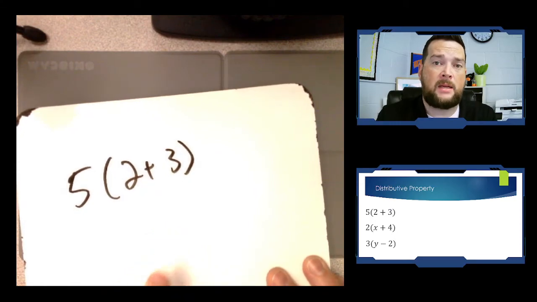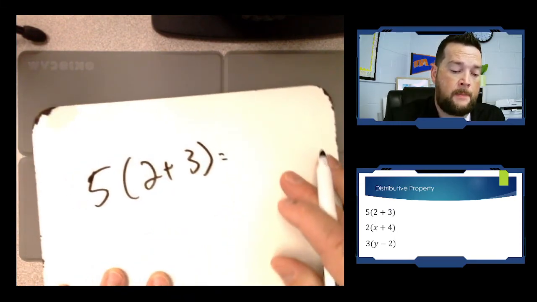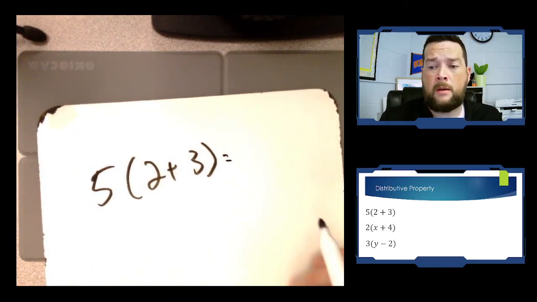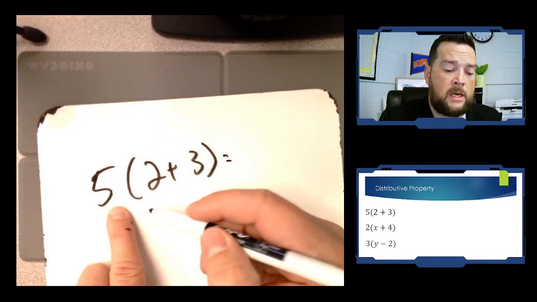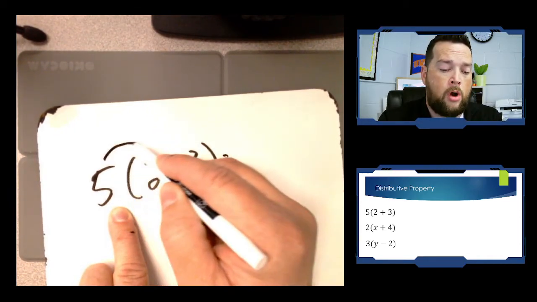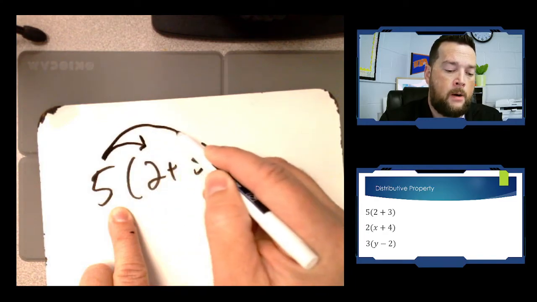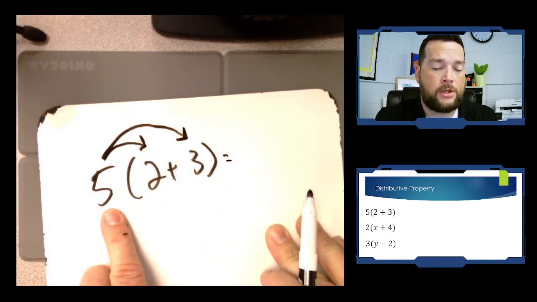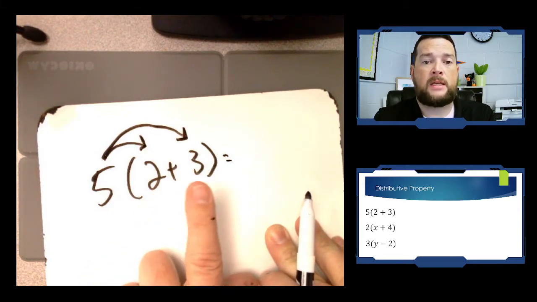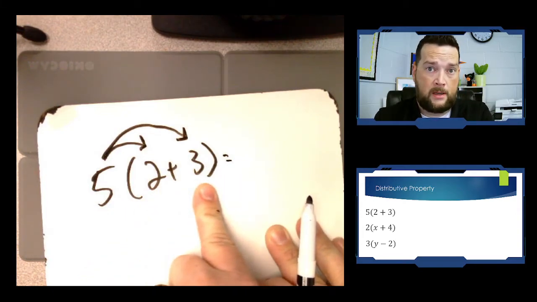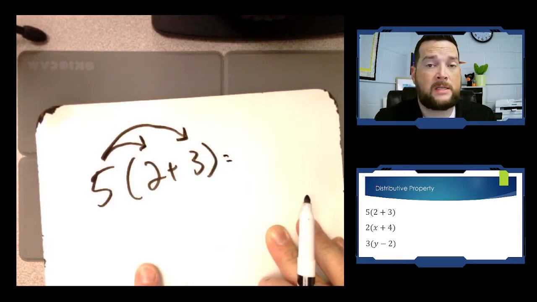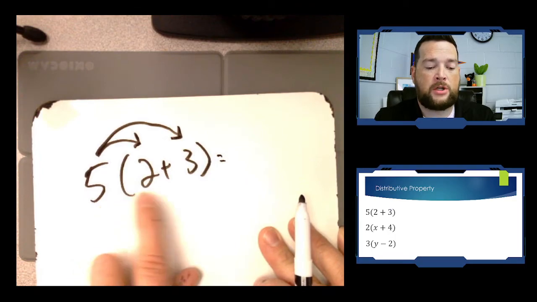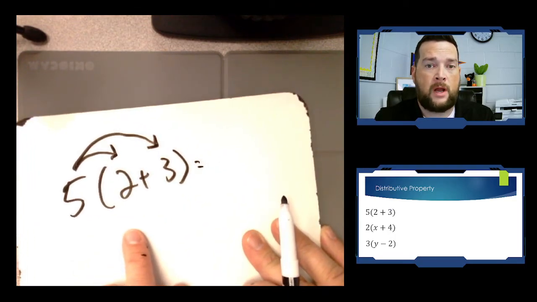So expanded form would look like this. By the way, I always recommend to every single one of my students, whenever you see a number next to a parentheses, draw arrows at the top. It helps you know that we're distributing that multiplication to everything inside the grouping. So that's why we call this the distributive property. I'm distributing that multiplication to everything. So the expanded form looks like this.